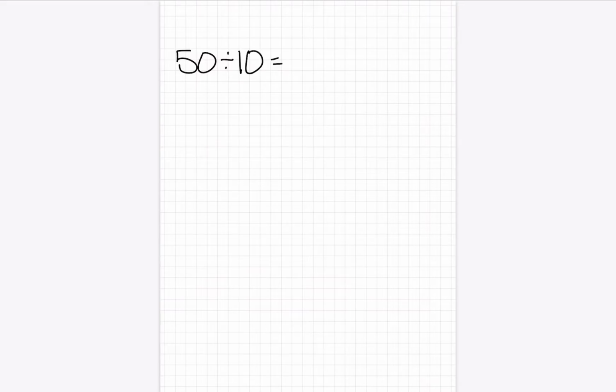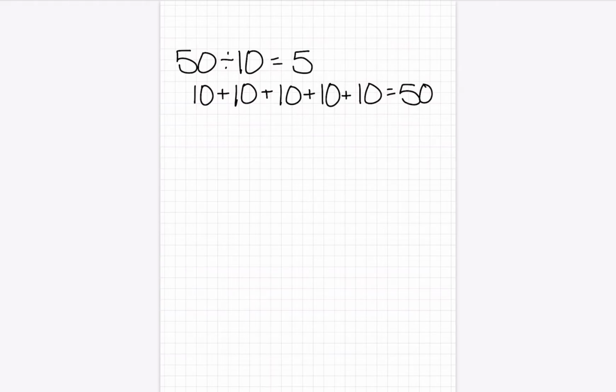This time, I'm going to make my tens like I did on the other page. So I'm going to make groups of 10. There's one group of 10. We know that's 10. There's another group of 10. We know that's 20. Another group of 10 is 30. Another group of 10 is 40. And another group of 10 is 50, right? So how many groups of 10 do I have? 1, 2, 3, 4, 5. So then I can say 50 divided by 10 is 5.